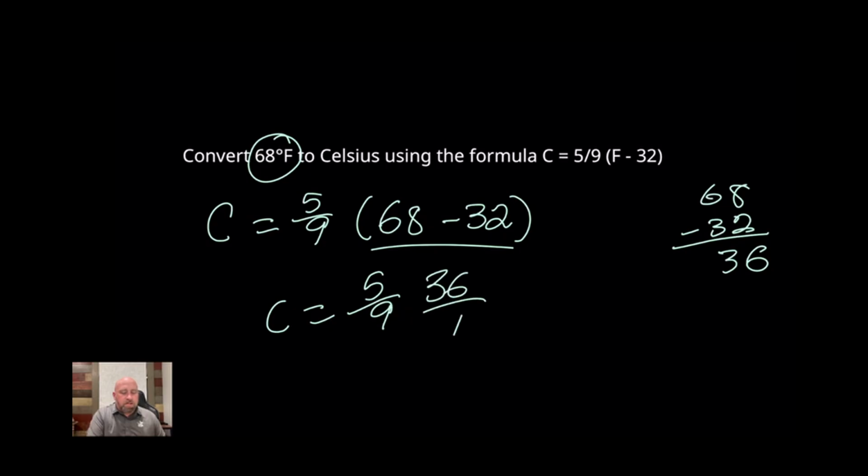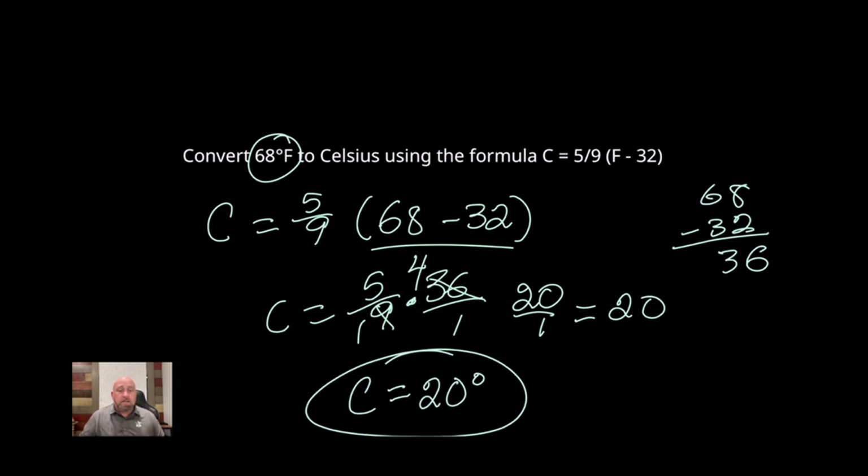Or you could do 36 over 1, and this is times. So we're going to cancel, and that gives us 4. And that gives us 20 over 1, or 20. So our Celsius temperature would equal 20 degrees. And that is how you would solve that. And that is on the top of page number 51 if you're looking for that.